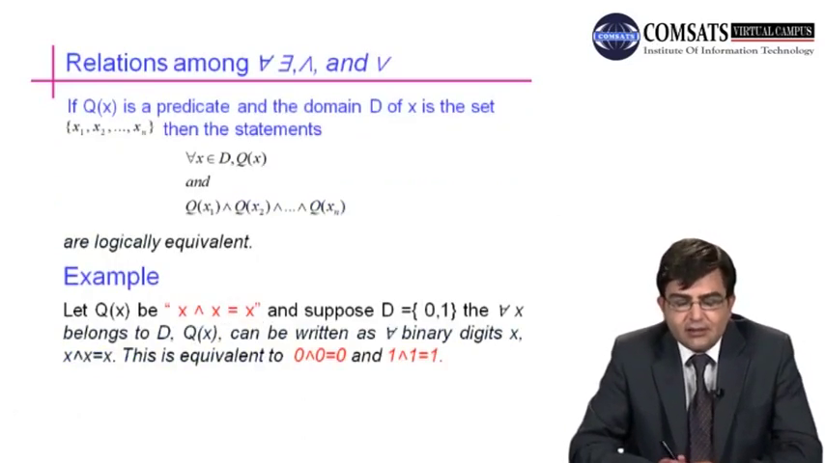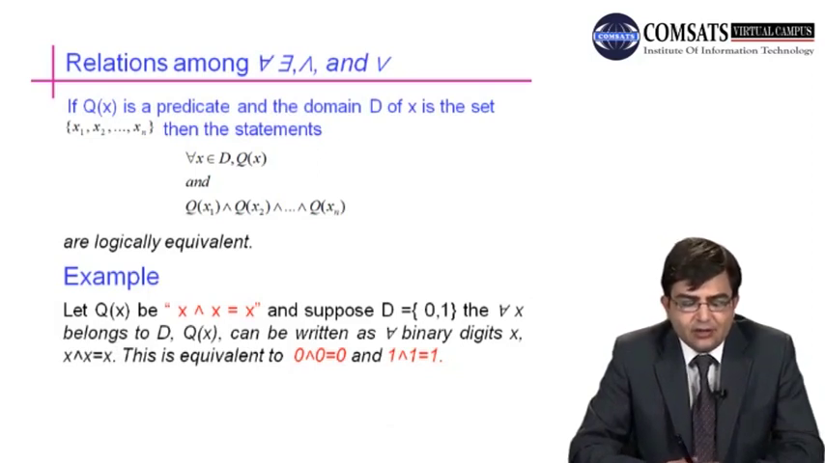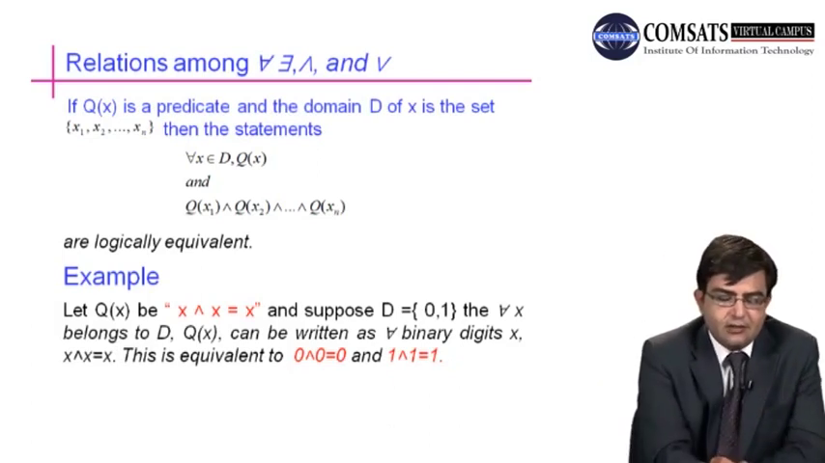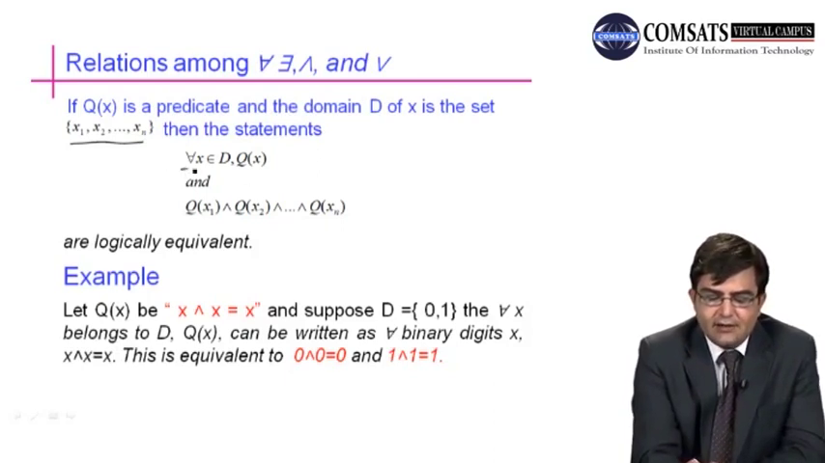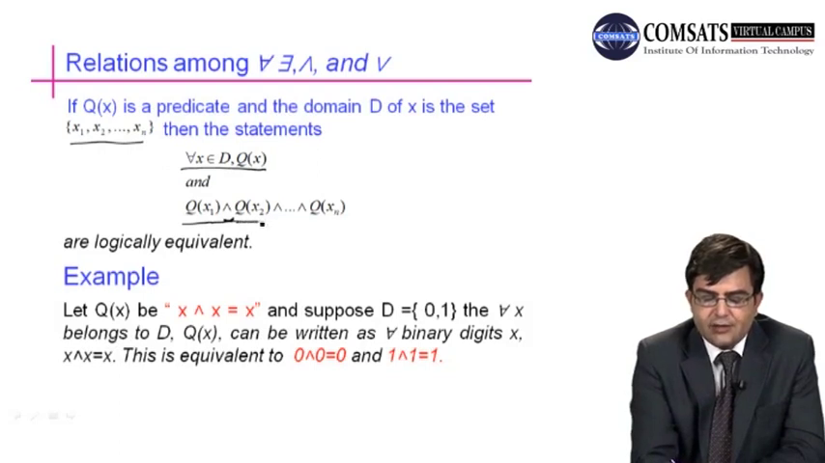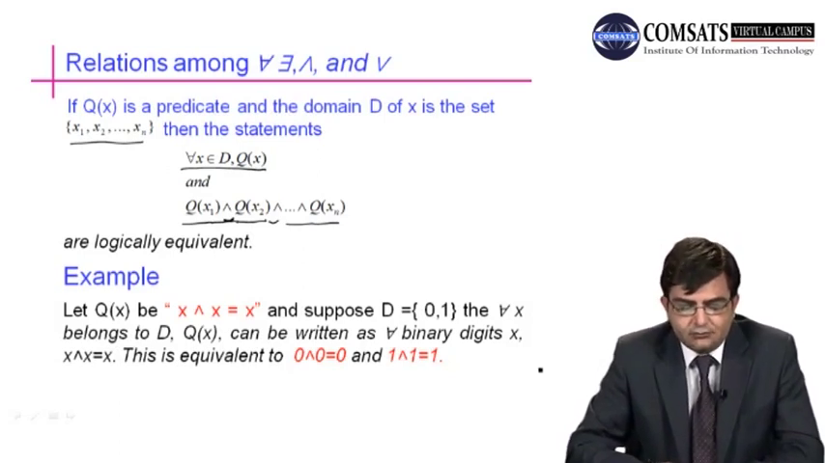Now what is the relation between the existential, universal, disjunction and conjunction operators? If Q of x is a predicate and the domain D of x is a finite set which contains finitely many values from x1 to xn, then the statement for all x belongs to D, Q of x, and the statement Q of x1 conjunction Q of x2 conjunction, and so on, Q of xn, are logically equivalent.